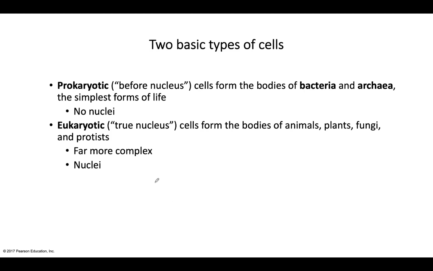There are two basic types of cells we already studied, prokaryote and eukaryote. The main characteristic of a prokaryote is that it lacks a membrane-bound system.